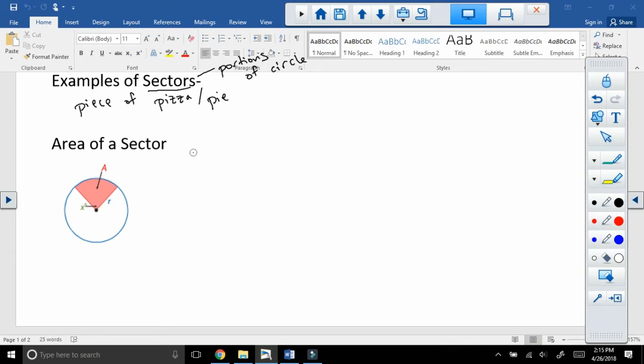If you've ever been to a track meet and you see the shot put area or the discus area, that's an example of a sector. You might hear somebody say you need to throw it in bounds or it needs to be within the sector. Those would be examples of sectors. We would want to find the area of the sector. This again is just the portion of the circle.